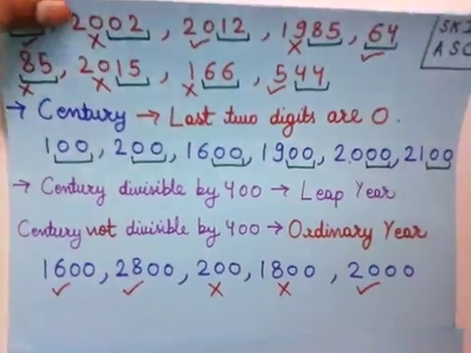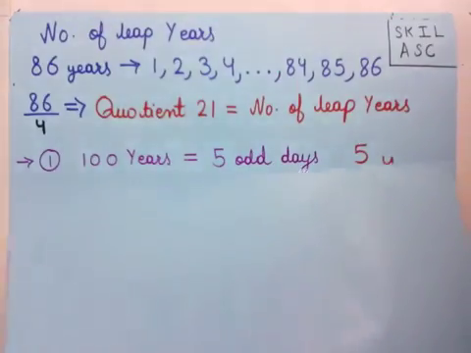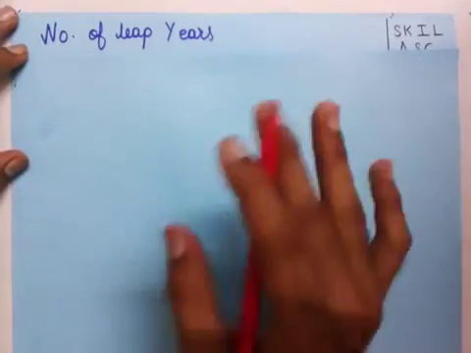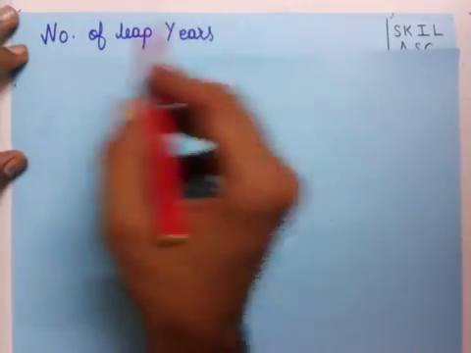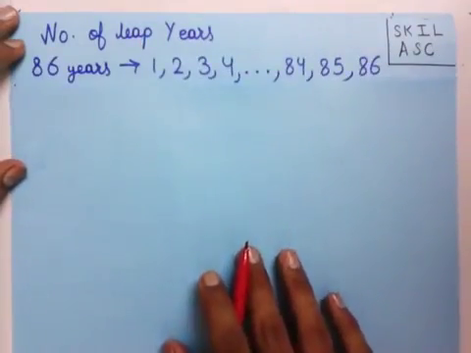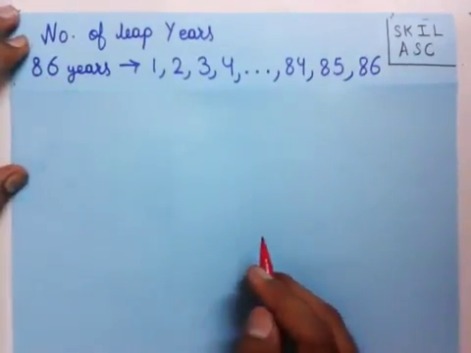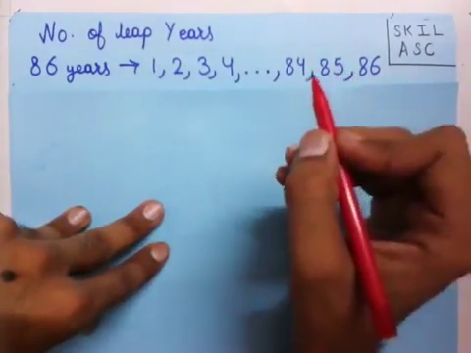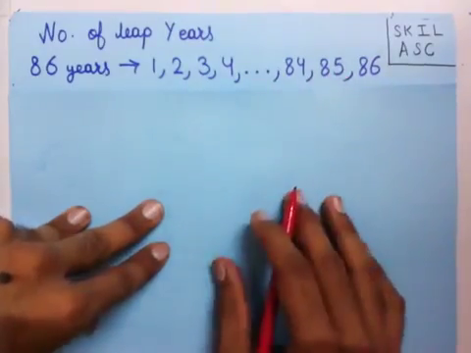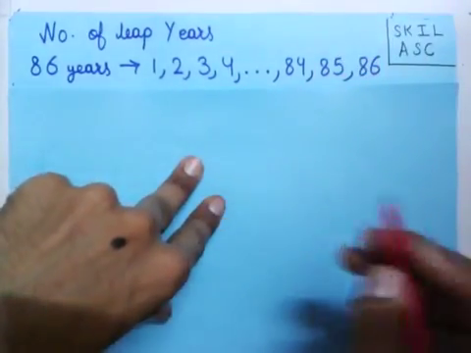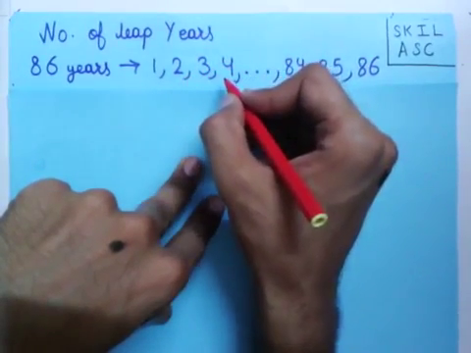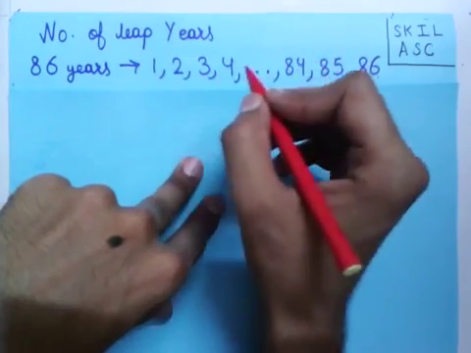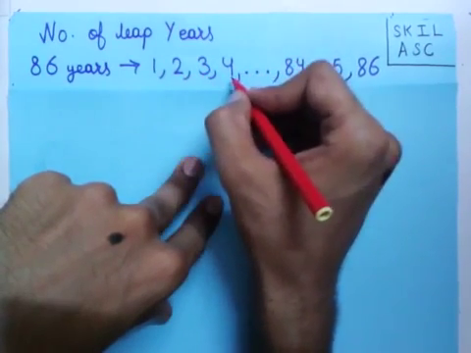So now we go ahead. Now how to find the number of leap years? We know what leap years are, but how to find the number of leap years? Suppose we have 86 years, that is, we have years from 1 to 86. Now we have to find how many of these years are leap years. You must notice that if you go ahead, then at every fourth step you will find a leap year.